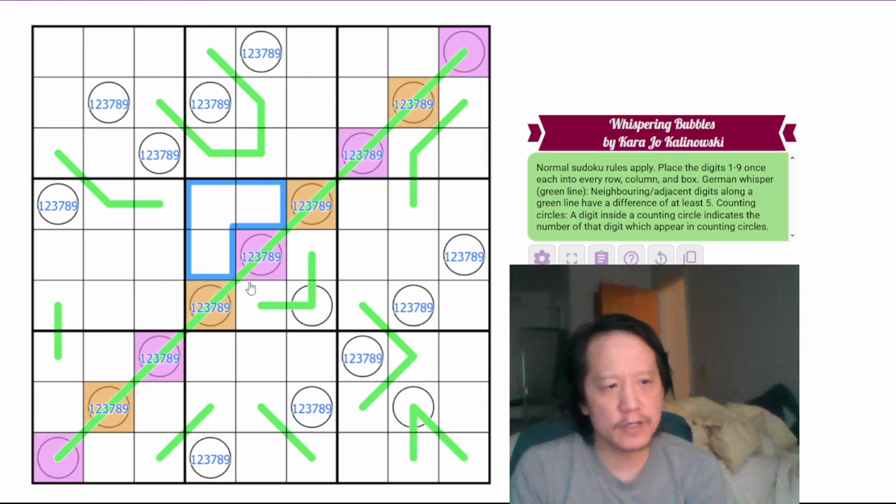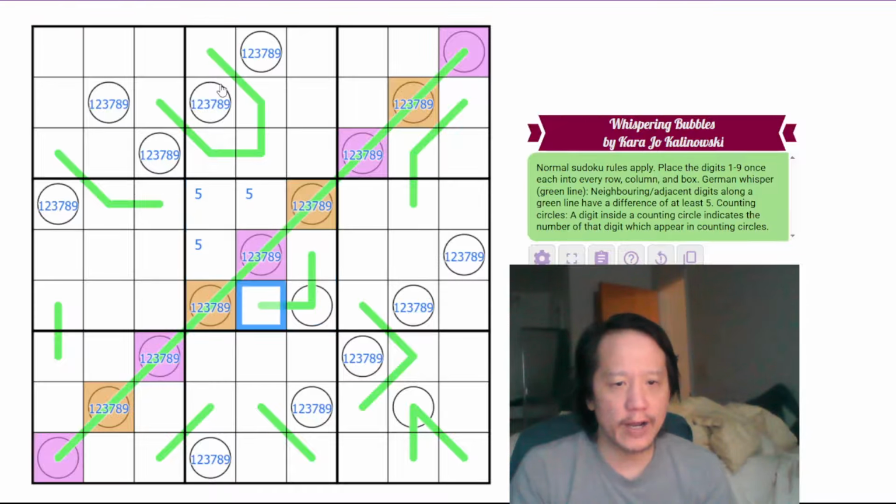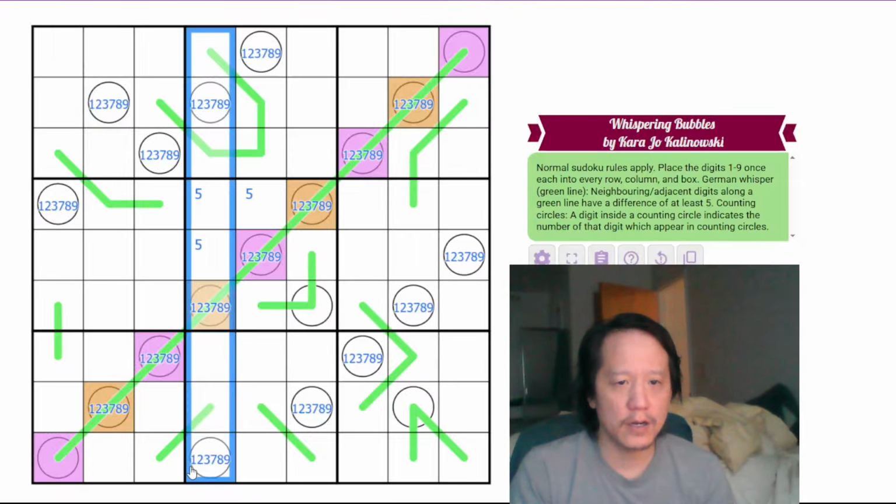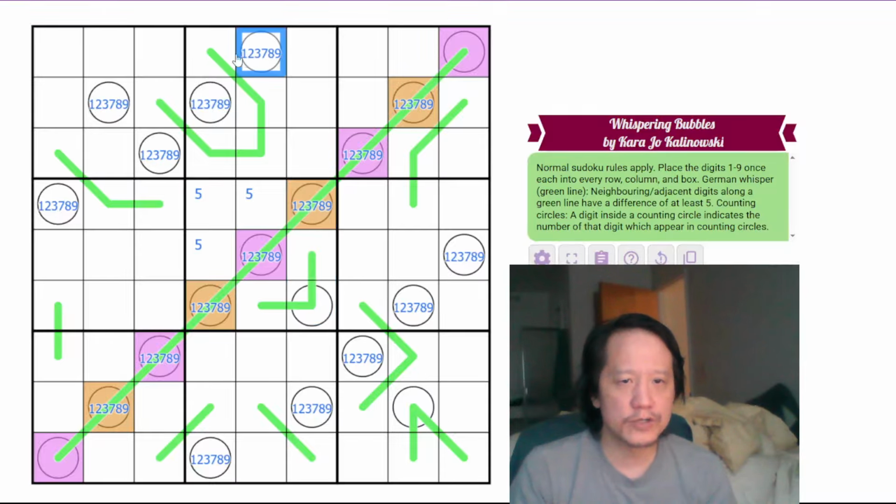We have a guaranteed 5 in one of these 3 cells in box. Okay, where is the 5 in... well, that's not helpful. Where's the 5 in box 2? Cannot be on the German whisper line, can't be in the circle. So it has to be one of those 3.